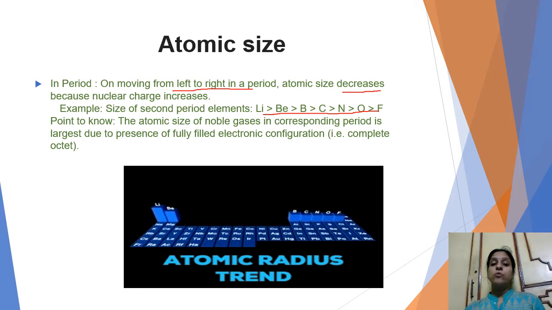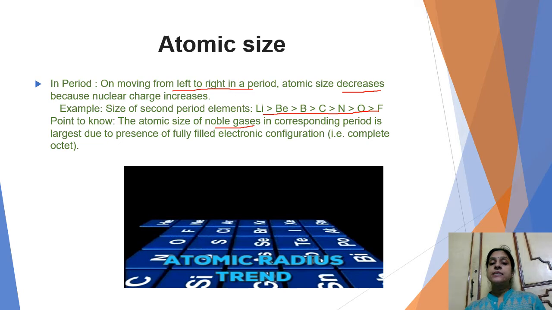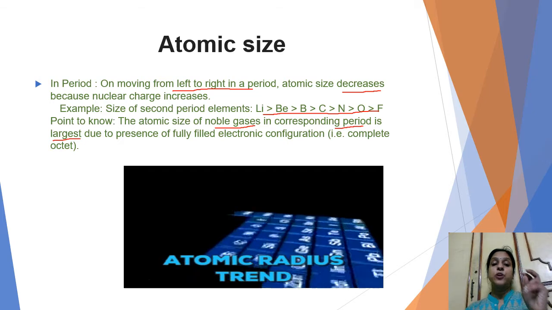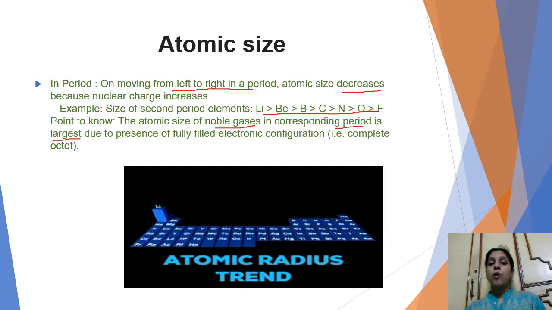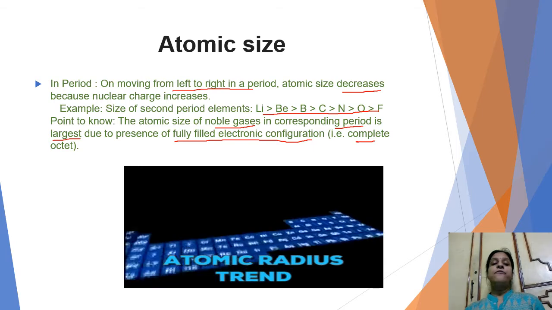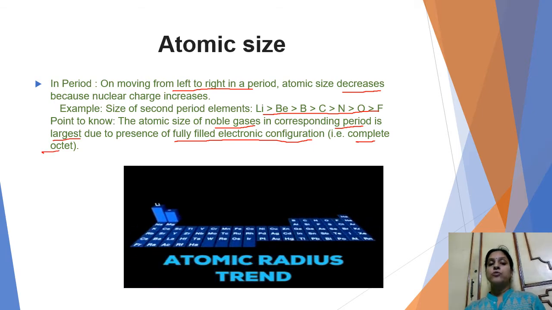Whereas please note down the noble gases' atomic size comparatively to the rest of the elements in the same period is the largest. सबसे ज्यादा होता है. Here the exception comes because of fully filled electronic configuration, or we can say because of completely filled octet, outermost shell. Okay बच्चे, so this one.